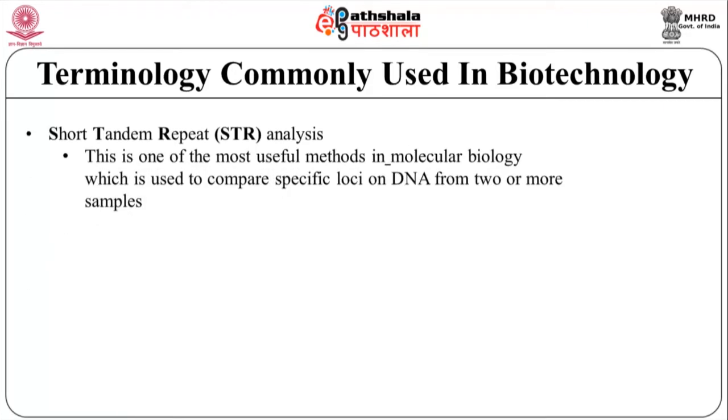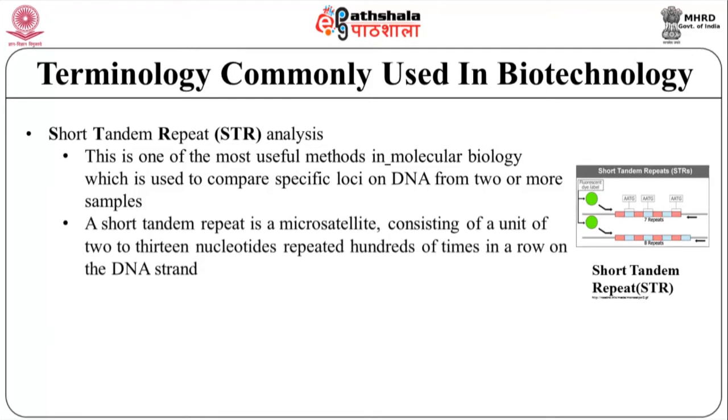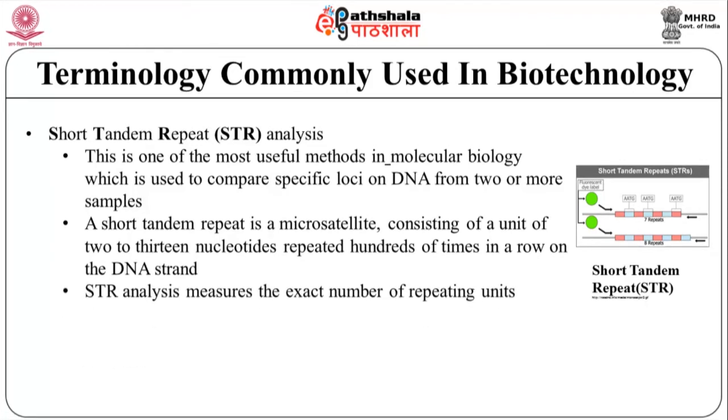A short tandem repeat, or STR, analysis is one of the most useful methods in molecular biology, which is used to compare specific loci on DNA from two or more samples. A short tandem repeat is a microsatellite consisting of a unit of 2 to 13 nucleotides repeated hundreds of times in a row on the DNA strand. STR analysis measures the exact number of repeating units.